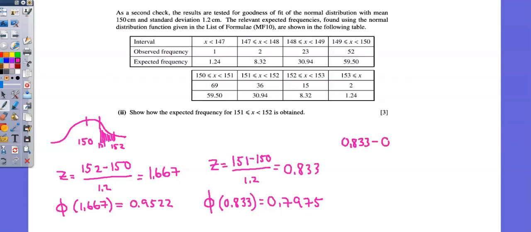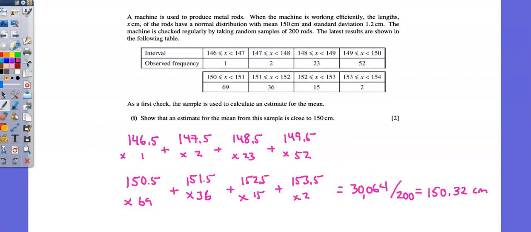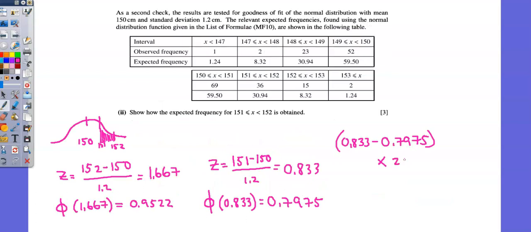And now the probability represented by the shading is 0.9522 minus 0.7975. And I want to relate this to an expected frequency, so I will multiply by sample size of 200. So when I have sample size of 200, this probability results in a value of 30.94. And notice up in the table, 30.94 is the expected frequency that they have for 151 to 152.